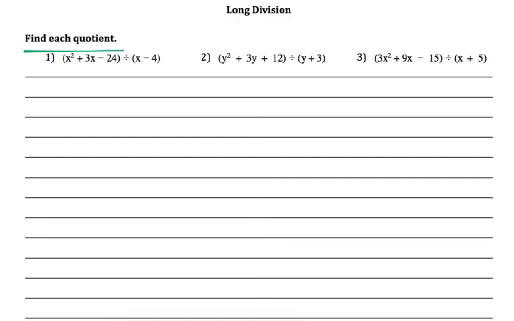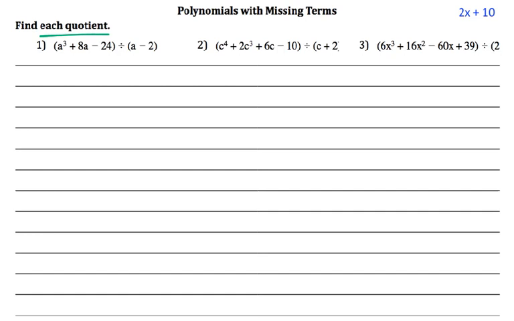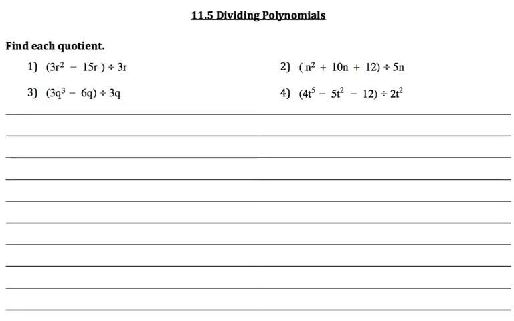And there's another way that you can divide polynomials, and that's through long division. And sometimes you're going to have missing terms, and what this is going to end up looking like is having remainders. So let's look at the way these are presented.